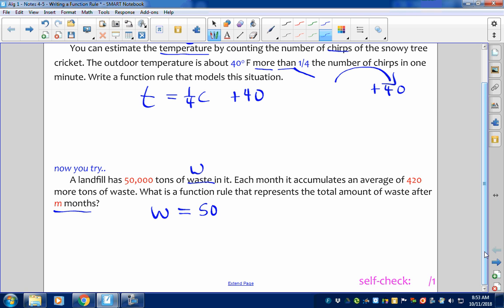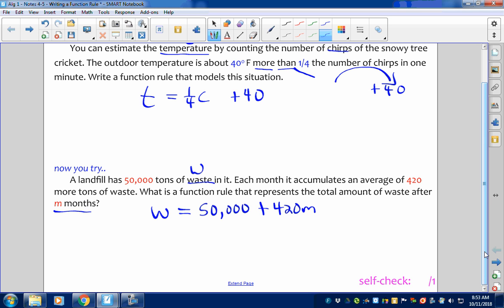So we've got this 50,000. That's what it already has. Plus 420 M. That's what's being added each month.